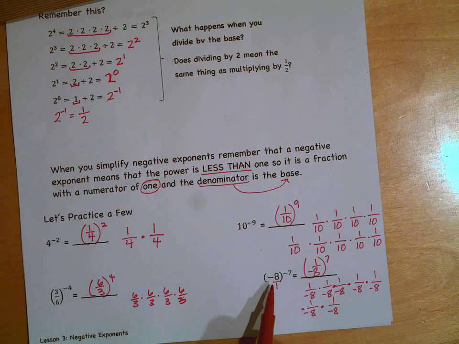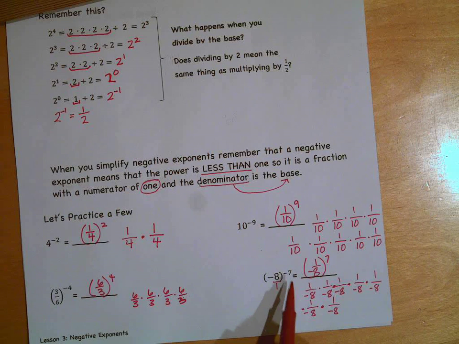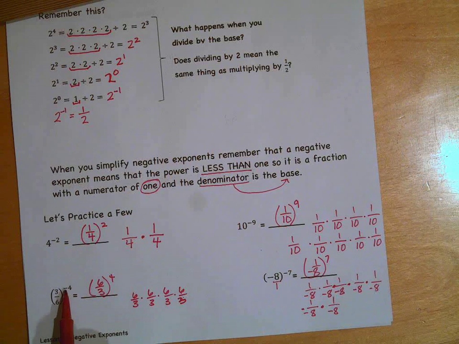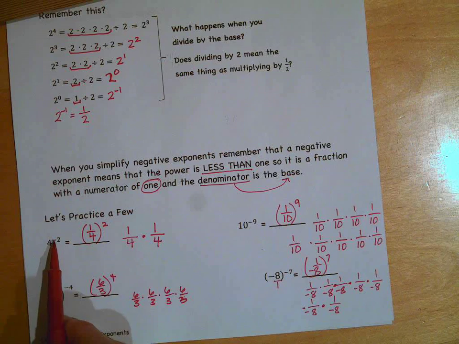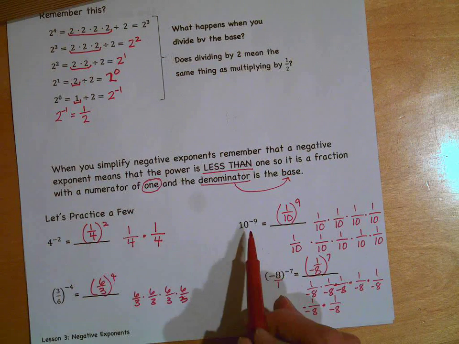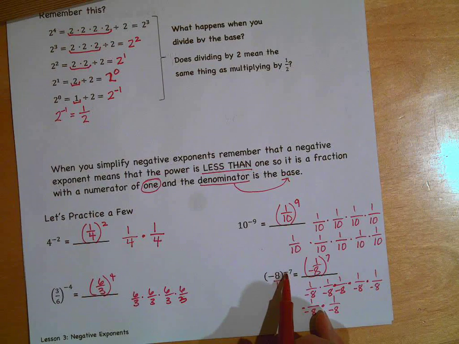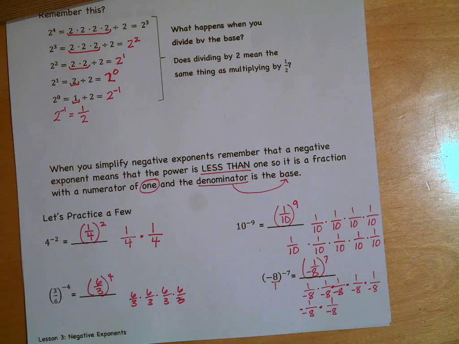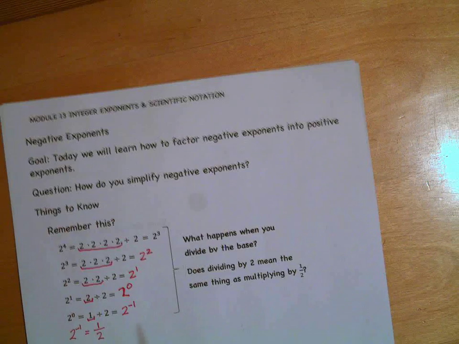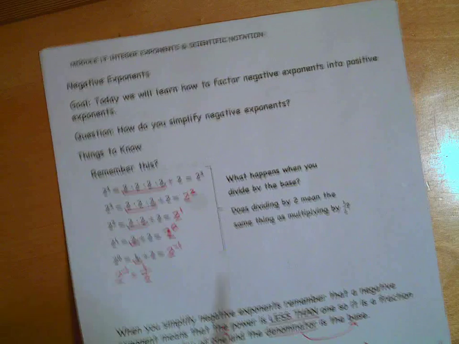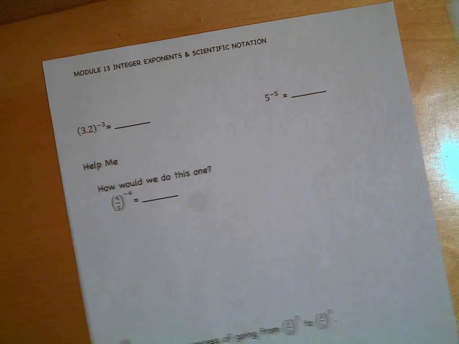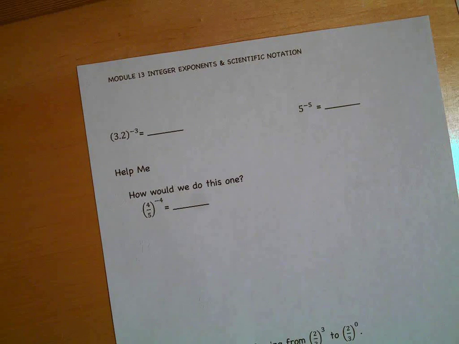Okay, because again, you take the reciprocal of the base and then you multiply it by itself the number of times of the exponent, as long as your exponent is negative. So this exponent was negative, so we had to take the reciprocal. Each of these exponents was negative, so we had to take the reciprocal. Okay? So that's kind of a fun thing to learn about negative exponents.